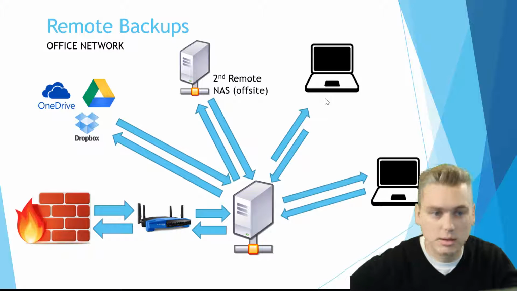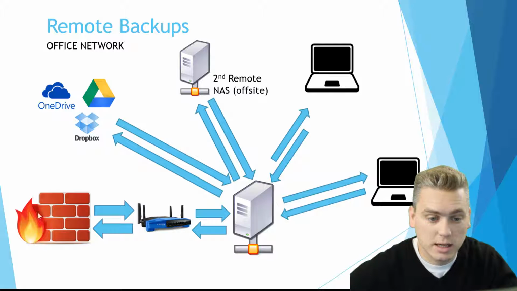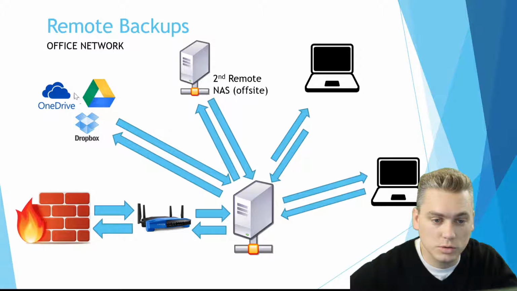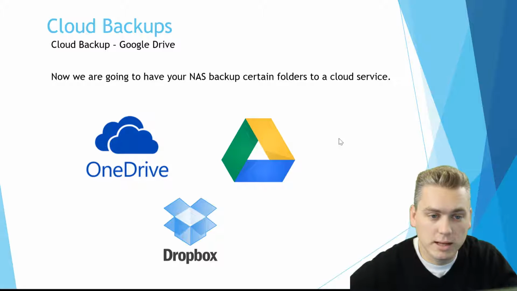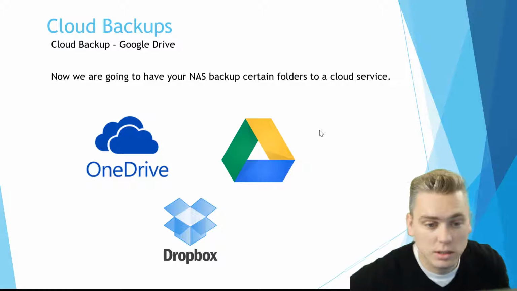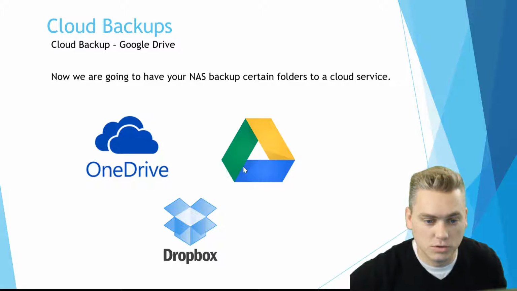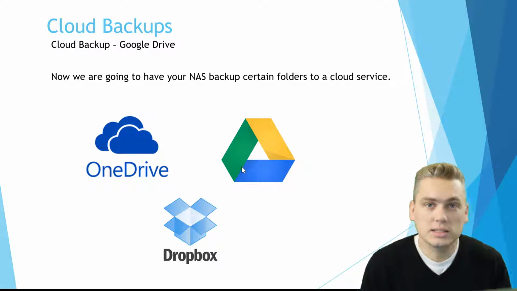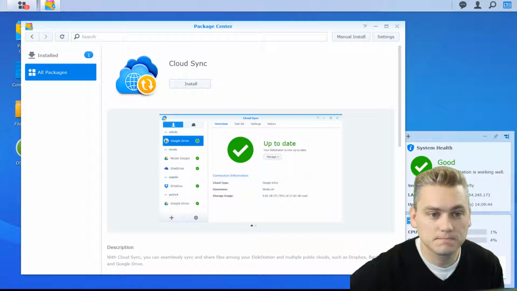Let's take a look. All right, so when we're talking about remote backups, of course, we've got this icon here. This represents your local network, and we want to be able to back up information to these cloud services. We already talked about hyper backups, so now we're going to talk about the popular cloud services: OneDrive, Google Drive, and Dropbox. So let's log into our NAS and see how we do that.